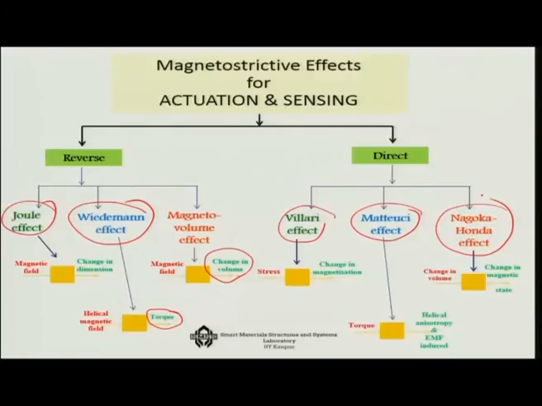The Matteucci effect is very strange. If you actually apply torque, then you are going to see helical anisotropy and EMF induction in the system. So that is our Matteucci effect. And the Nagaoka-Honda effect, in this, if there is a change in the volume of the system, then there will be a change in the magnetic field of the system. So that is the Nagaoka-Honda effect. But mostly what we use are the Joule effect, Wiedemann, magnetovolume effect, and the Villari effect.